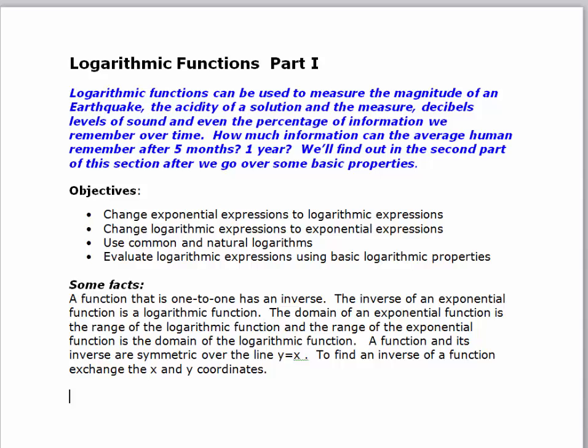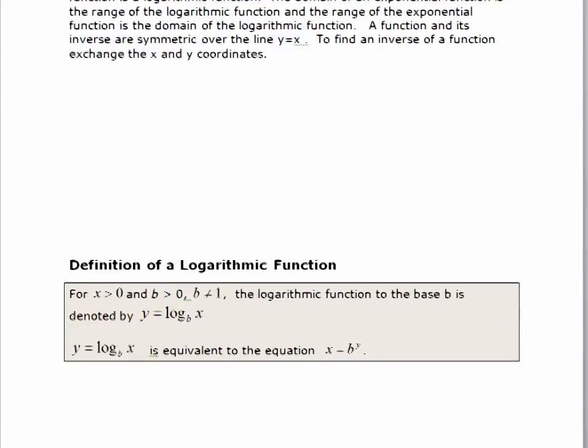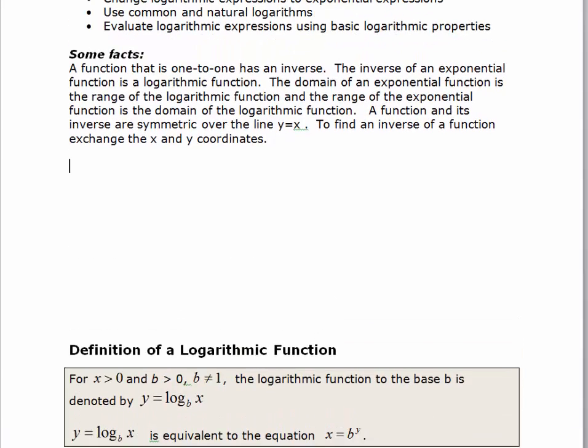So, first thing I'd like to look at is the fact that a logarithmic function is simply the inverse of an exponential function. And we talked about the fact that an exponential function is a one-to-one function, and that since it is one-to-one, it has an inverse.